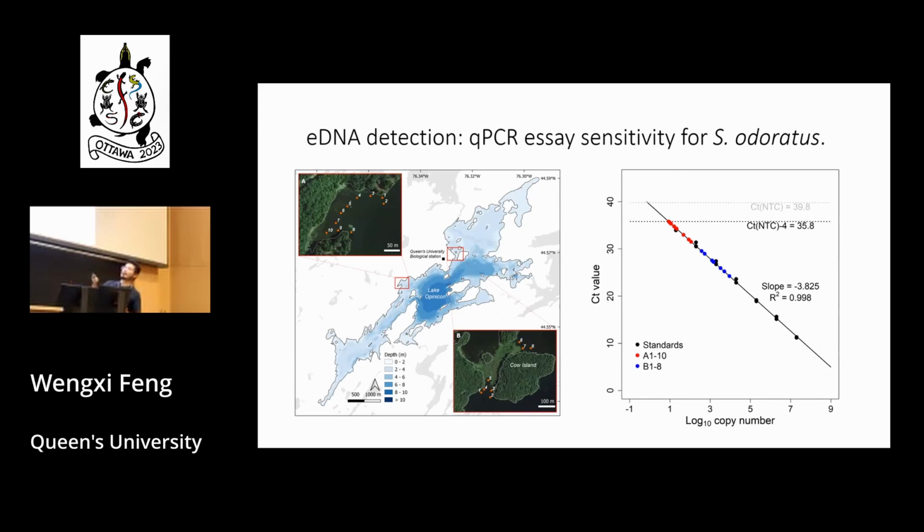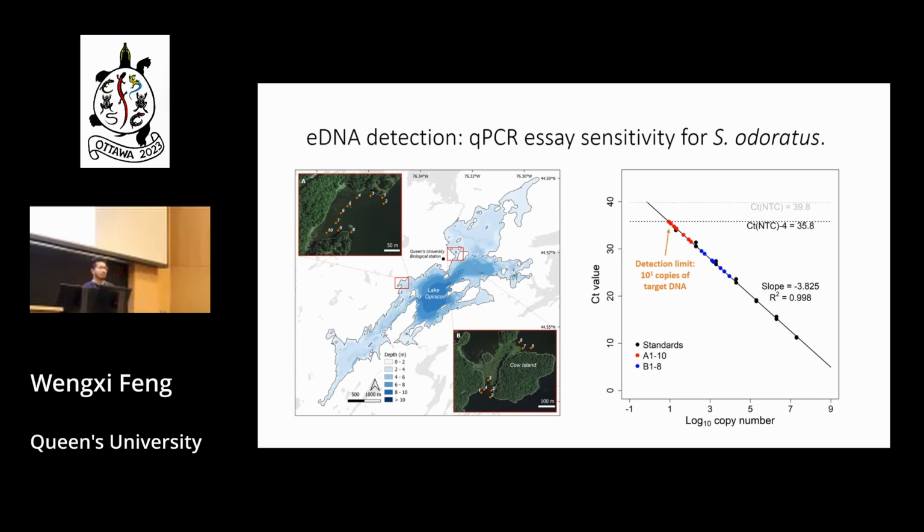So in 2 areas of this lake, where turtles are known to occur, we took all the samples and tested them using the qPCR assay to test the sensitivity of our assay, and we determined the detection limit is about the magnitude of 10 copies of DNA per sample. That's pretty sensitive in my book.